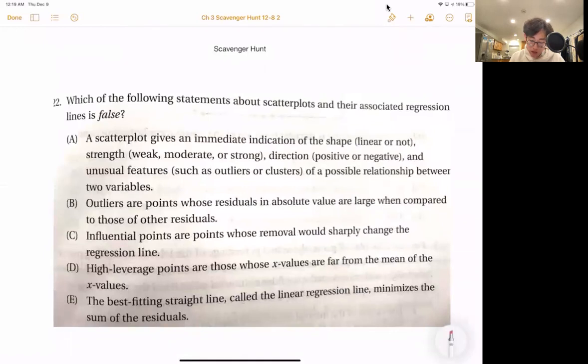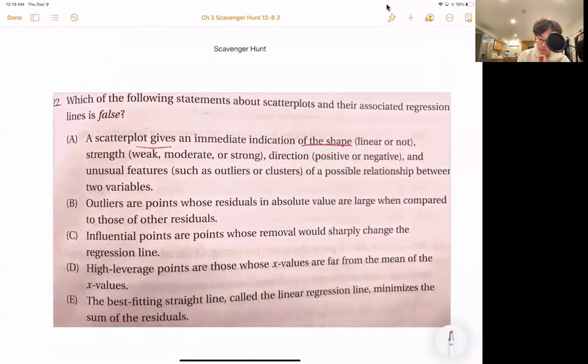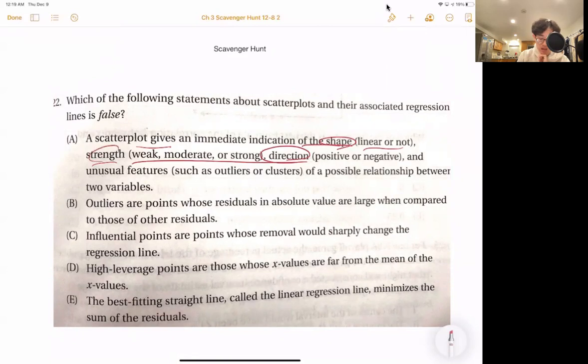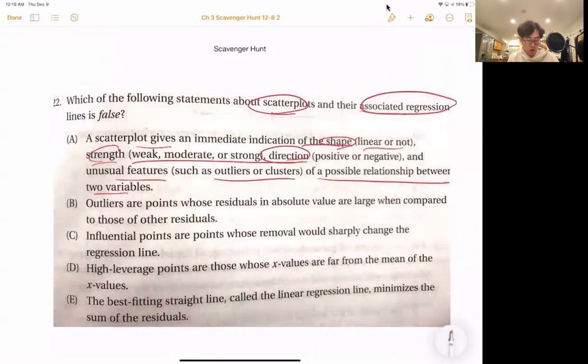Which of the following statements about scatter plots and their associated regression line is false? Let's talk about this here. A: A scatter plot gives an immediate indication of the shape, linear or not, strength, and direction, and unusual features such as outliers of a possible relation between the two variables. Scatter plots definitely do give you a form, linear or not. You can make that out. Strength, you can also tell that. So this is true.